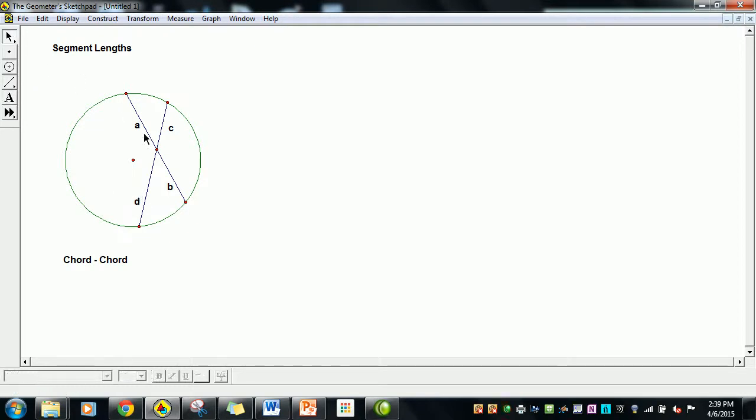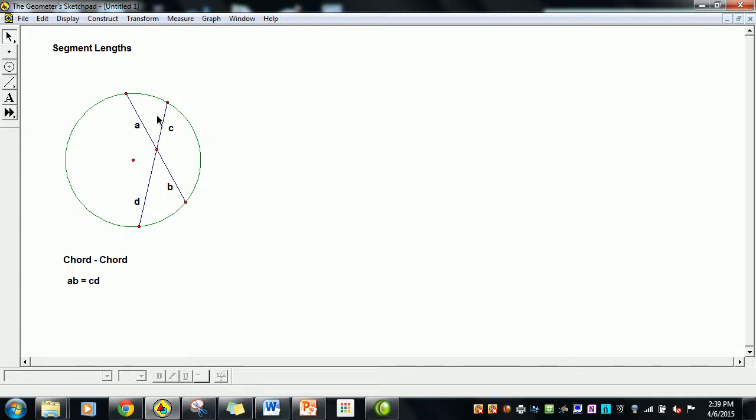So what happens is when two chords intersect at this point of intersection, the product of their pieces will be equivalent. Not necessarily the whole chord lengths, but the product of their pieces will be equivalent, meaning A times B will be equal to D times C. So A times B, AB equals CD. So I call that the chord rule.